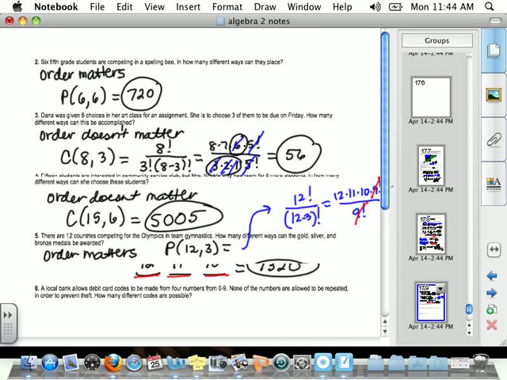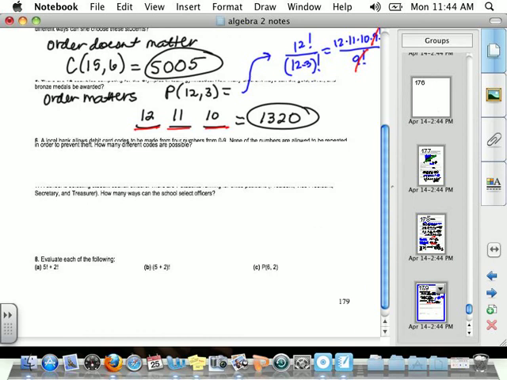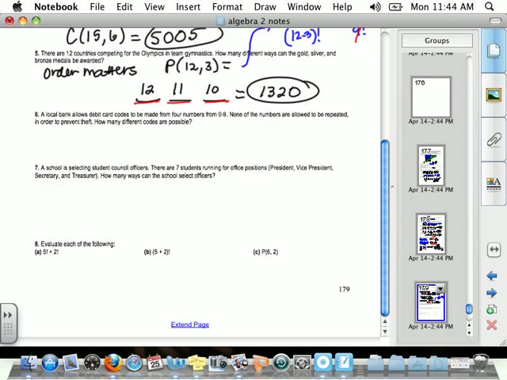All right, next up. A local bank allows debit card codes to be made from 4 numbers from 0 through 9. None of the numbers are allowed to be repeated, in order to prevent theft. How many different codes are possible? When you see that, you're thinking slot method: 10, 9, 8, 7. That is a permutation. You could have just as easily done on your calculator 10 permute 4. You have 10 numbers for 4 slots. What do you get?